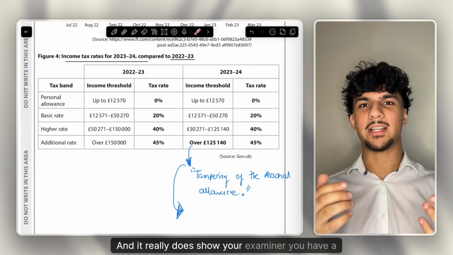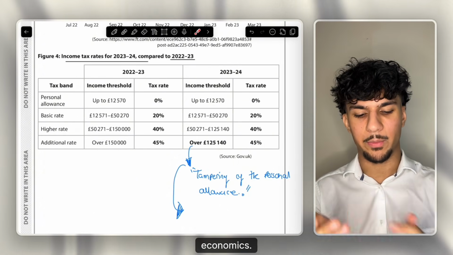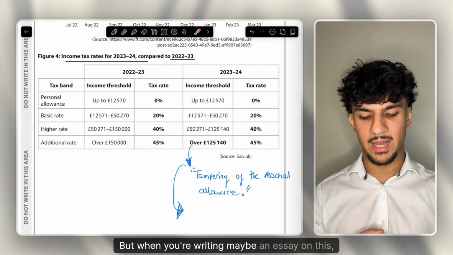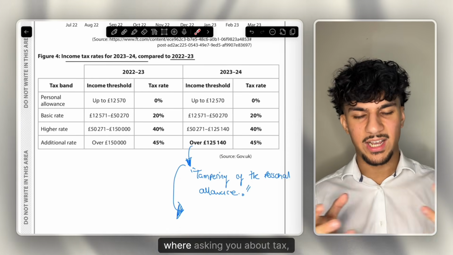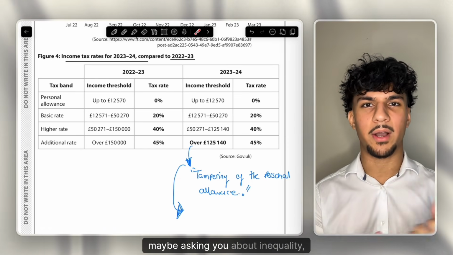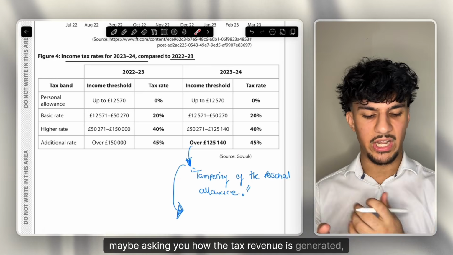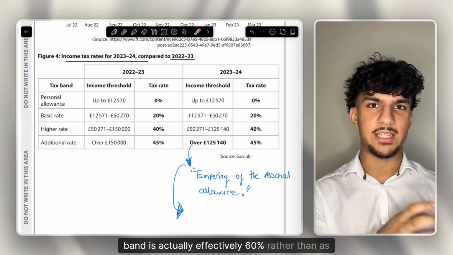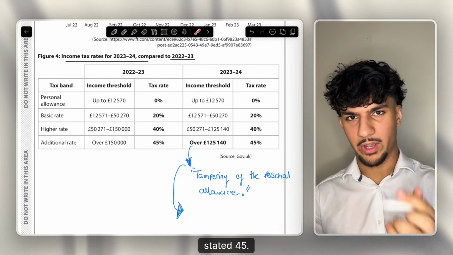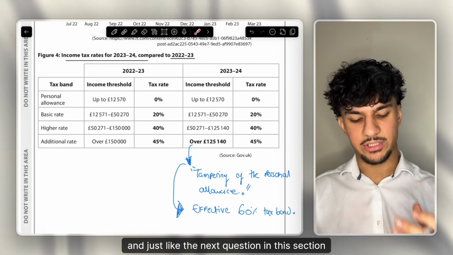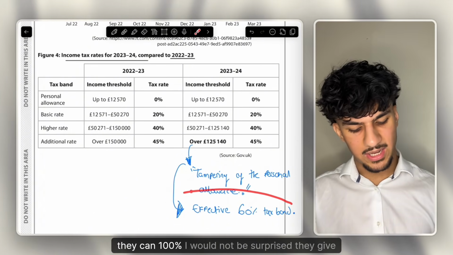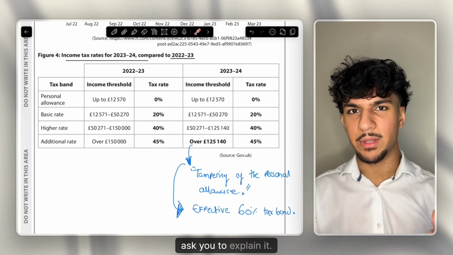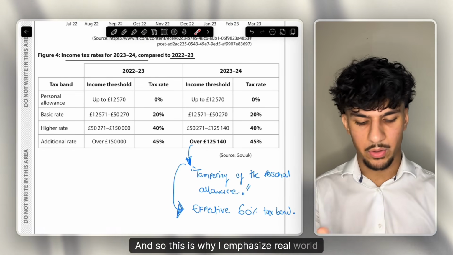It really does show your examiner you have a great appreciation for the real world of economics, because this table is clearly telling you that there's a 45% tax rate, but when you're writing maybe an essay on a different section B question, where it's asking you about tax rates, inequality, or how tax revenue is generated, you can talk about how this highest tax band is actually effectively 60% rather than, as stated, 45%. And just like the next question in this section B mentions fiscal drag, I would not be surprised if they give you a question on something like this, asking you to comment on it or explain it, and this is why I emphasize real world application so much.